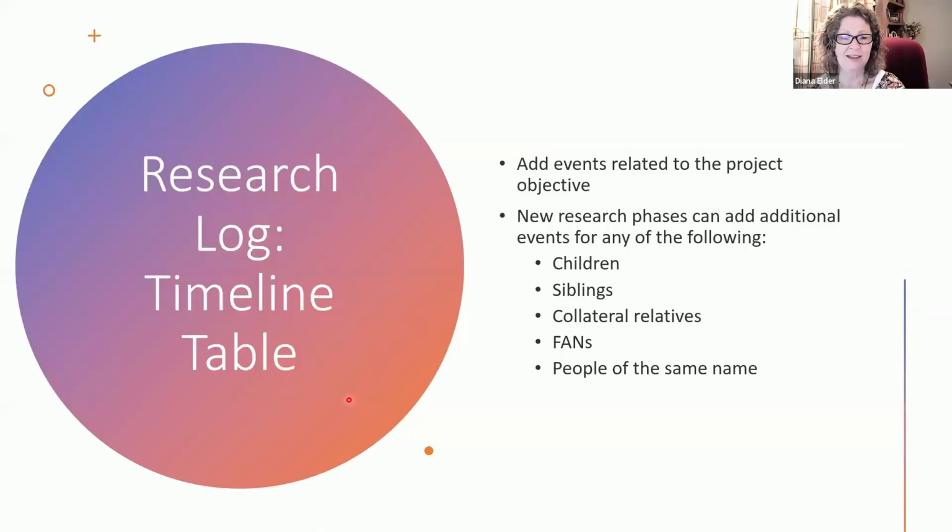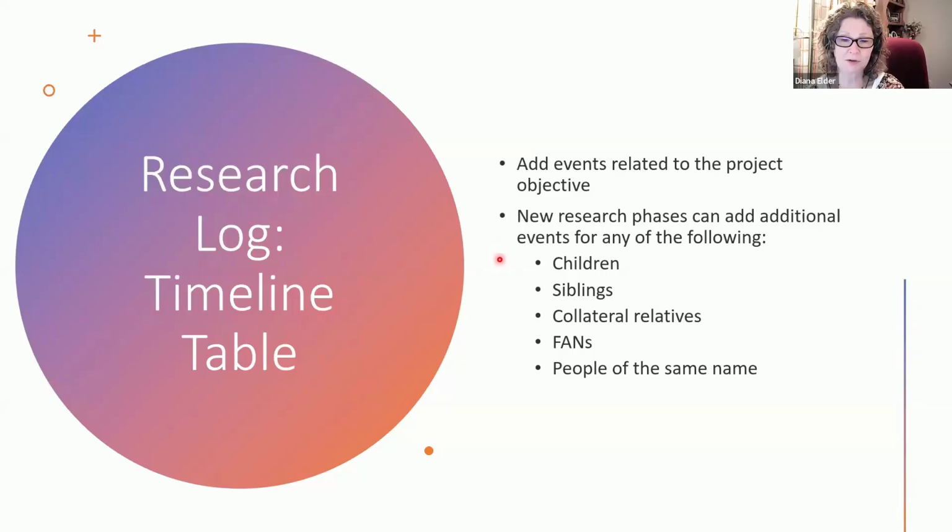So to start off, let's talk first about the research log timeline table. In Research Like a Pro, we teach how to use Airtable, the research log, and within that it has a lot of different tables to use for a research project, including a timeline table. And so here's some thoughts about what you could add for your events. You will want to add all the events that are related to your specific project objective, but then sometimes our objectives go on for several more phases because we're just getting started on difficult research and we need to continue adding phases. So new research phases could add additional events.